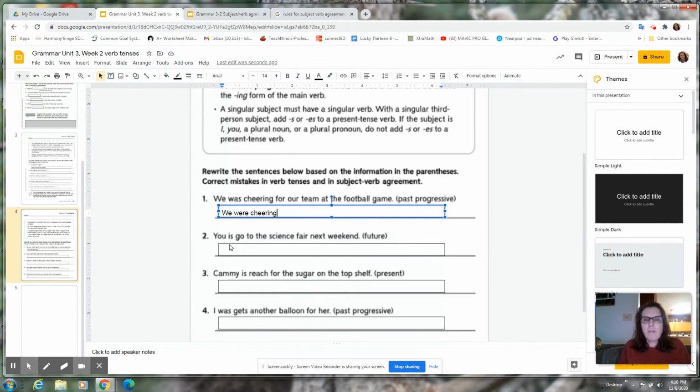I'm assigning the first page for Monday, the second page for Wednesday, the third page for Friday. You can do it as quickly as you want to. Of course, it will be due on Friday.